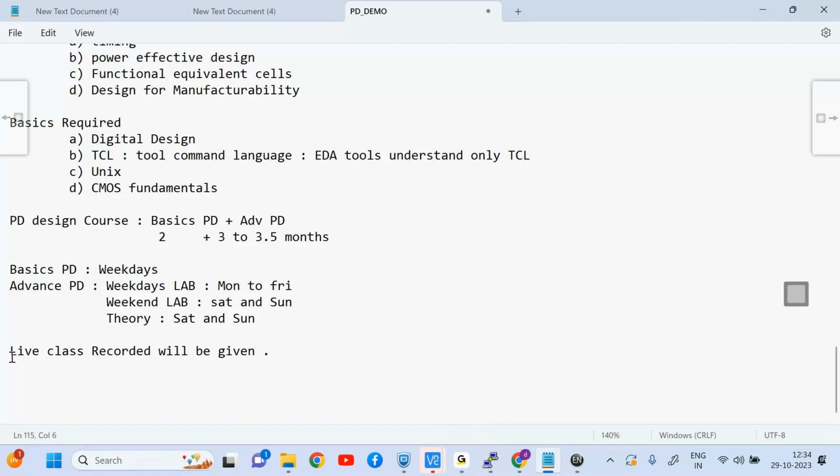For the lab, the tools will be installed in your laptops, so you can use them from anywhere. You don't need to come to the institute to use the lab. You can access the lab from your home only. We will give you a VPN, a virtual private network, so you can access it from wherever you want. But you should have a good internet facility.